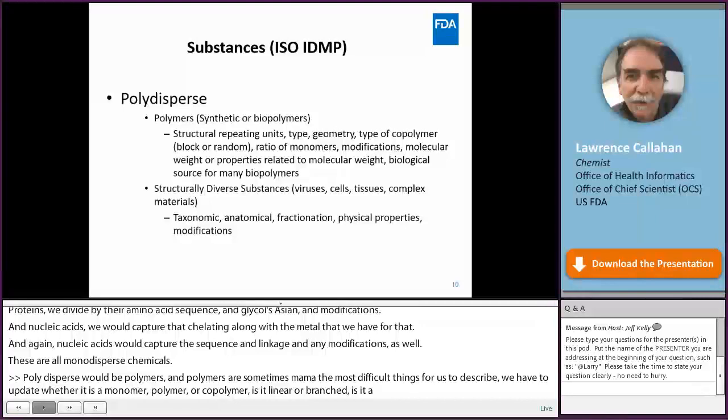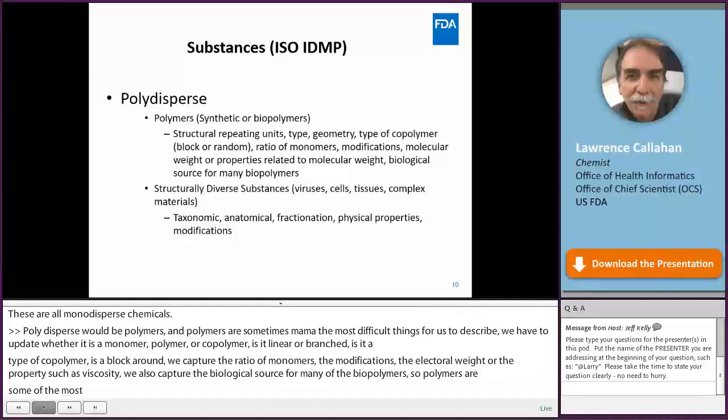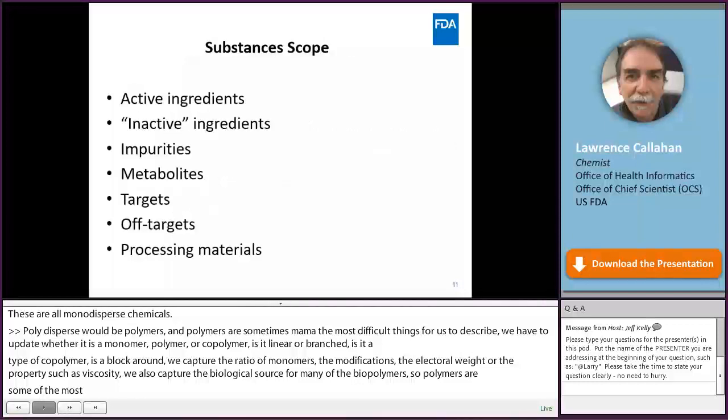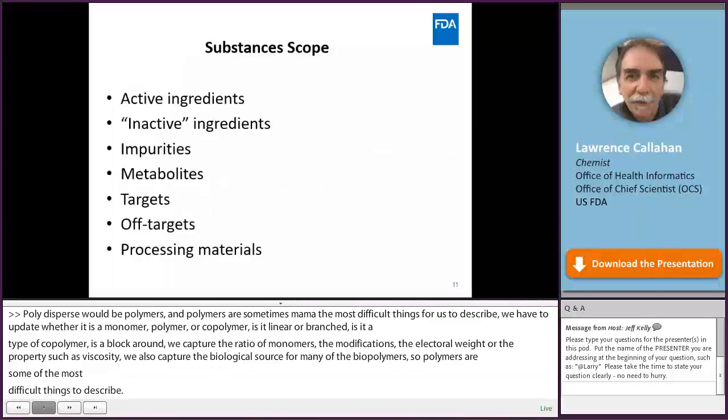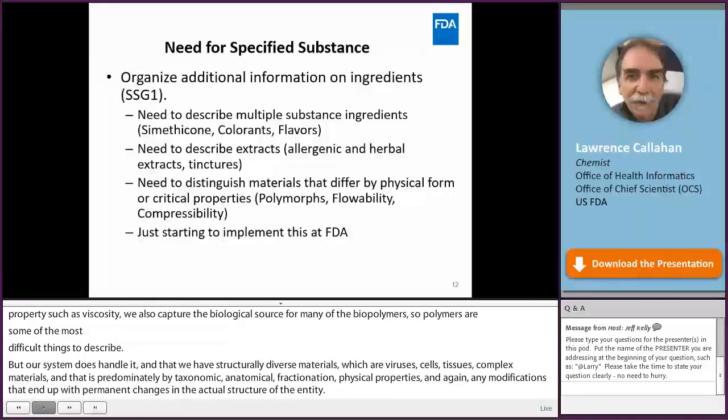And then we have structurally diverse material, which are viruses, cells, tissues, complex material, and that's predominantly by taxonomic, anatomical, fractionation patterns, sometimes physical properties, and again, any modifications that end up with permanent changes in the actual structure of the entity. And again, the scope of substances is very broad for medicinal products. It can be active ingredient, inactive, or excipients, impurities, metabolites, targets, off targets, and even processing materials and starting materials and things like that.